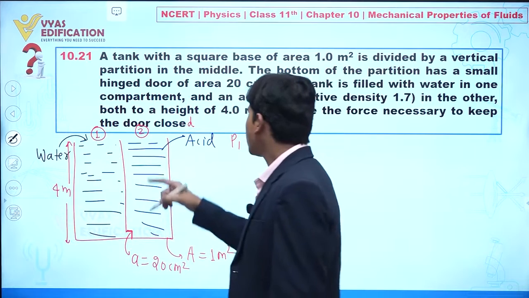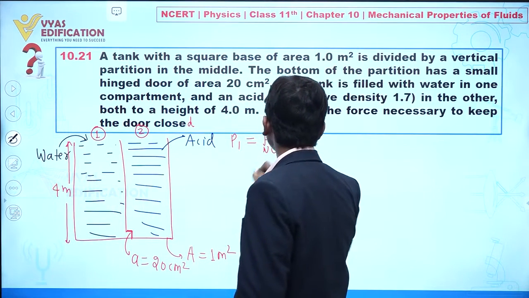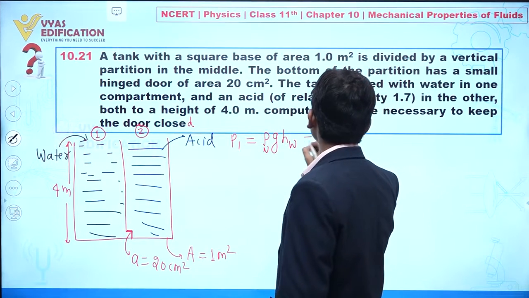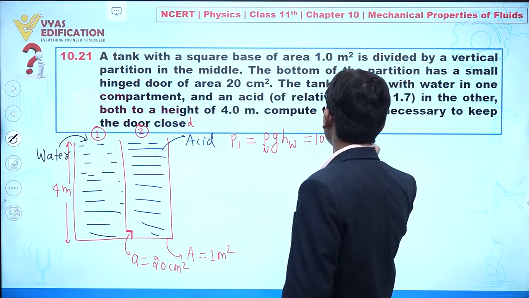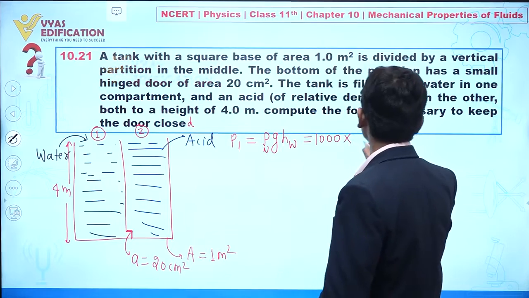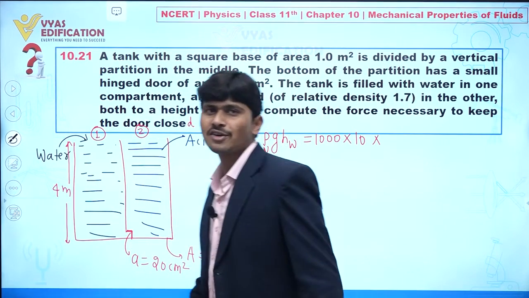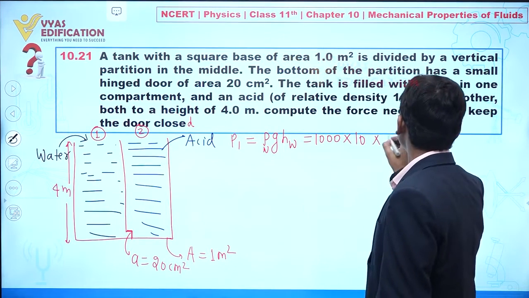Now if I am talking about water, this is the density of water and the height of the water column. The density of water is given, this is 1000, we know very well. Value of g I am taking 10, and what about the height of the water column? The height of the water column is given to you, 4 meter.